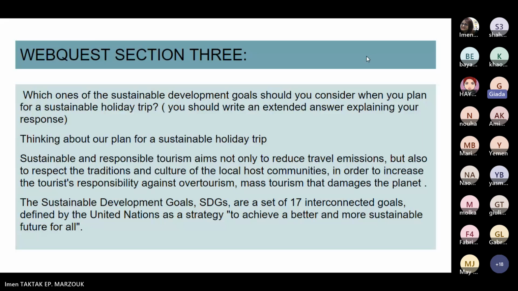Sustainable and responsible tourism aims not only to reduce travel emissions but also to respect the traditions and culture of the local host communities, in order to increase tourist responsibility against overtourism and mass tourism that damage the planet. The Sustainable Development Goals, SDGs, are a set of 17 interconnected goals defined by the United Nations as a strategy to achieve a better and more sustainable future for all.